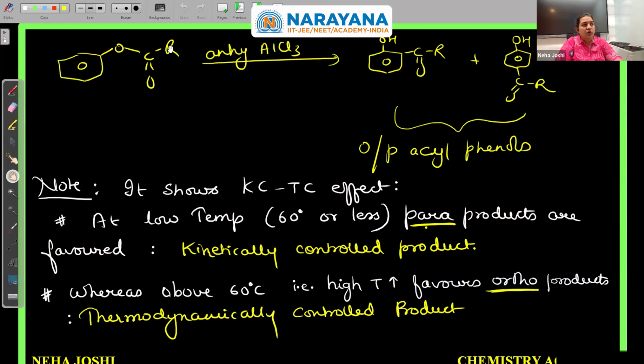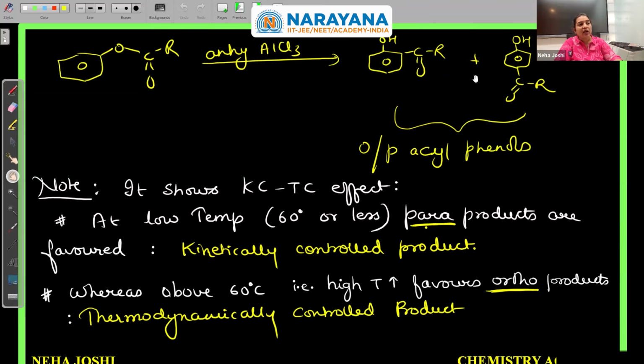RCO-O-Ph, that is PhO-COR, and hydrous AlCl3 ke sath when we are heating. So basically it is like Friedel-Crafts. This RCO plus is released and it rearranges to ortho and para acyl phenols. That is Fries rearrangement. Now it shows kinetic-thermodynamic effect. That is a problem basically. That is why the people get confused. And this is the confusing part. At low temperatures, 60 degree or less, para products are favored. It means here para is the kinetic product and ortho is the thermodynamic.